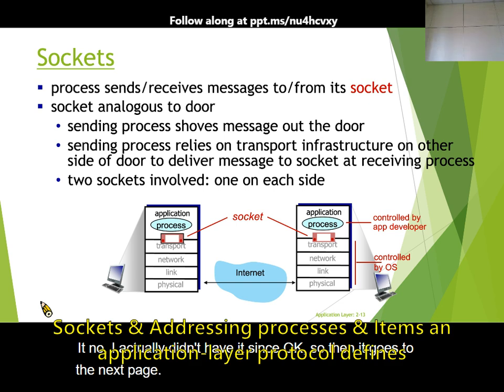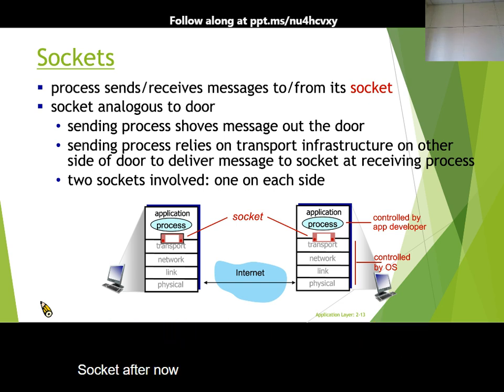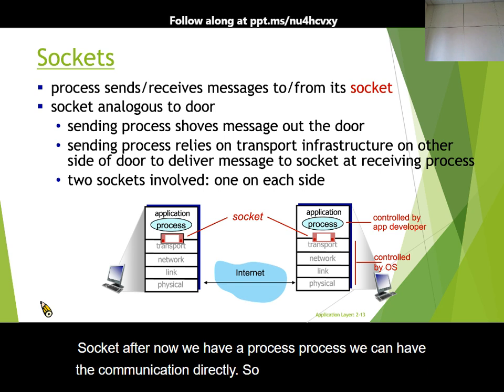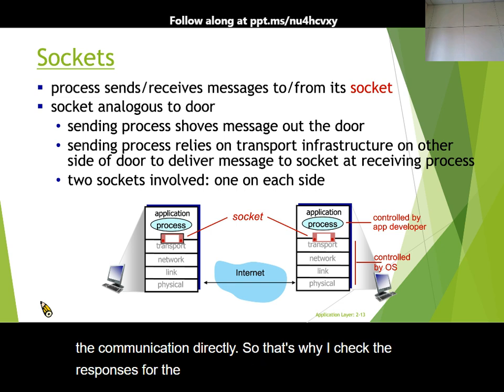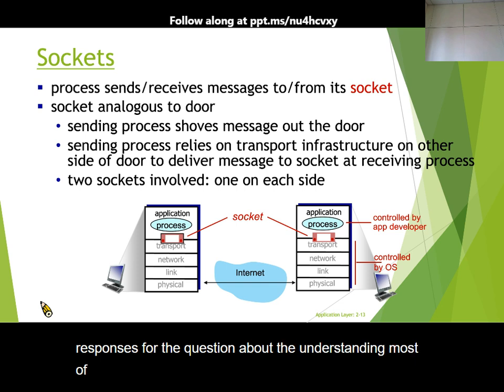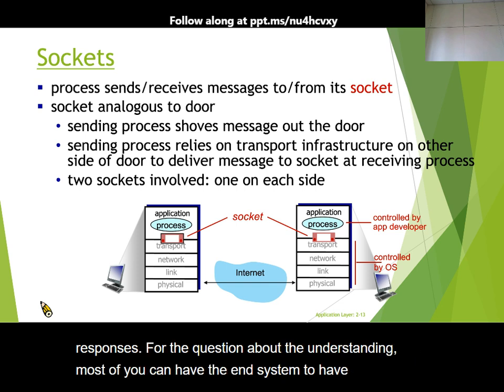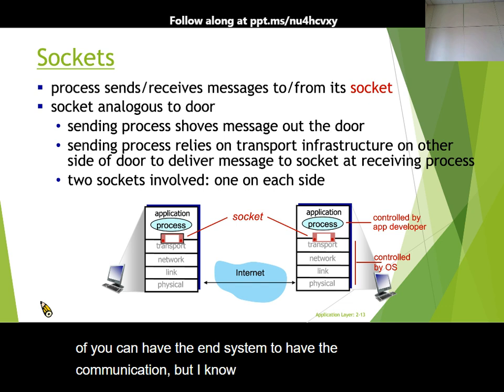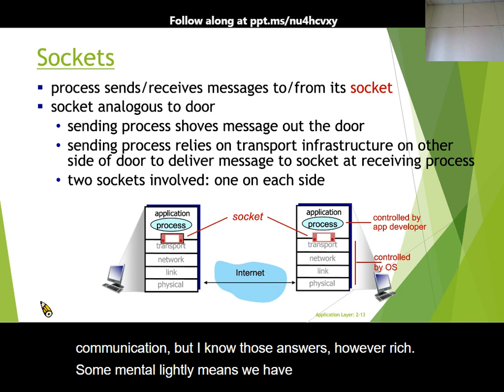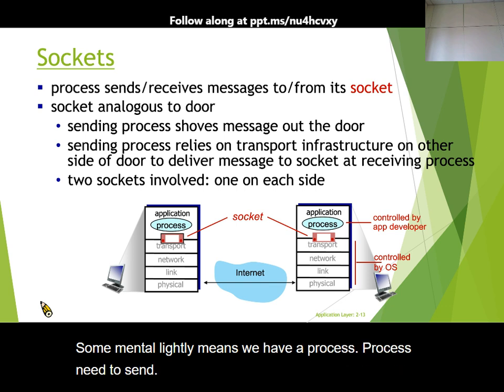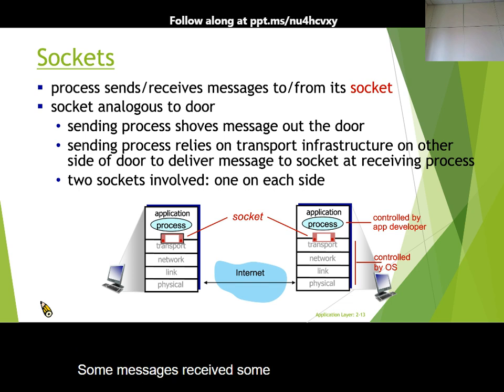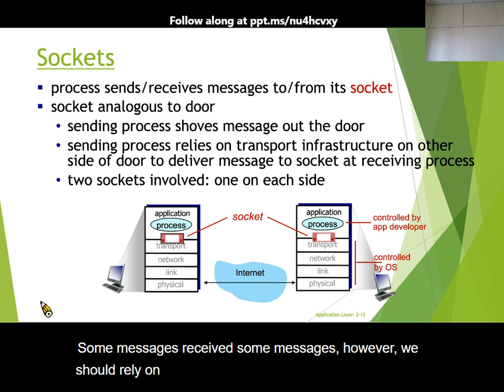Circuits. Well, after now, we have a process. Process, we can have the communication directly. So that's why I check the responses for the question about the understanding checking. Most of you can have the end system to have the communication, but I know those answers. However, reach some answer like this. We have a process. Process needs to send some message or receive some messages. However, we should rely on one door, and that door is called circuit.